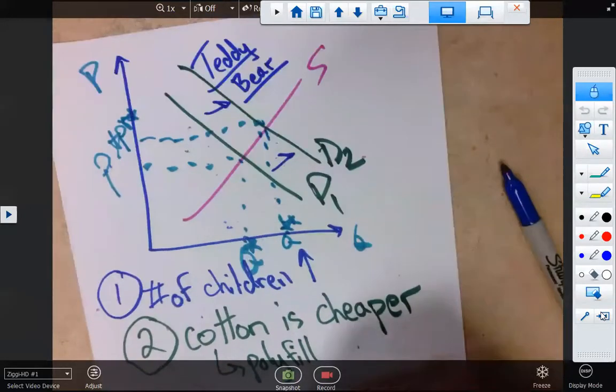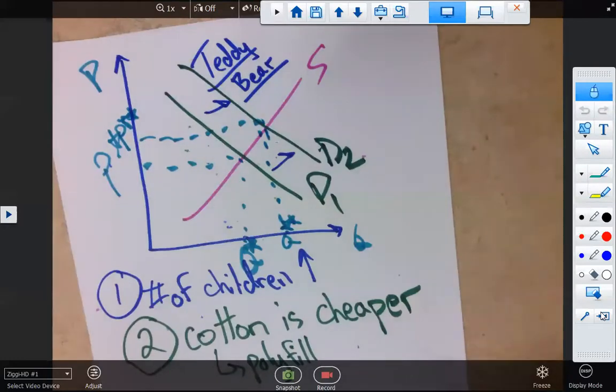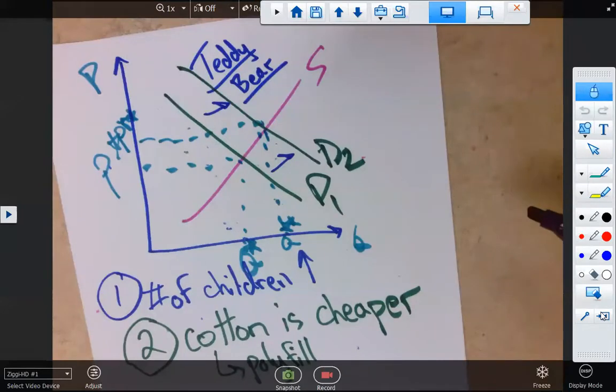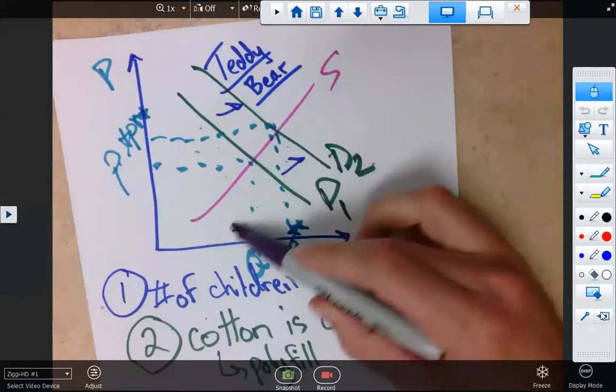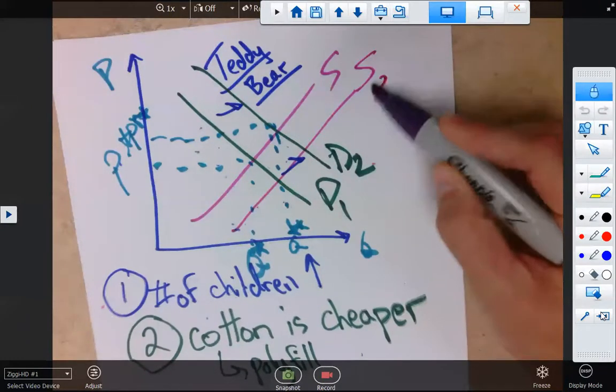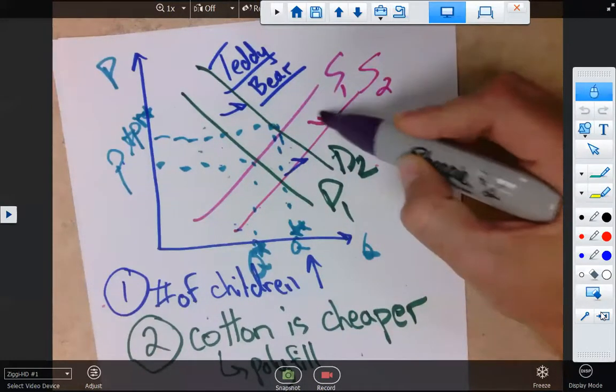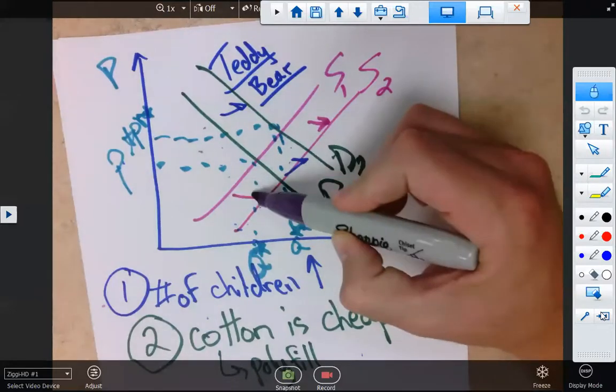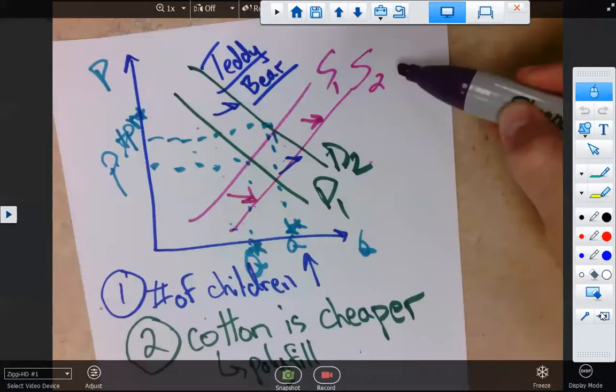And then what about polyfill becoming cheaper? Demand or supply? Supply. Is it increase or decrease? Increase. So is that a shift which way? To the right. Very good. So again, you got to be really careful about supply. It's easy to think, oh, an increase means a shift up, which is a shift to the left, but an increase in fact means a shift to the right.